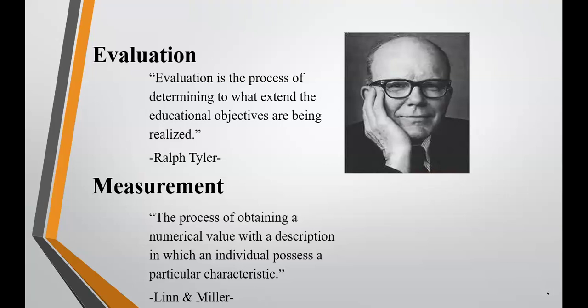Next, measurement. The process of obtaining a numerical value with a description in which an individual possesses a particular characteristic, Lin and Miller. Here we can see a numerical value or a digit. For example, Amal obtained 80 marks by solving 8 questions correctly out of 10. Here we can see 80 marks. It's a numerical value, not only marks. It can be a measuring unit like centimeter, meter, percentage, and so on. Measurement is a baseline of evaluation. Without measurement, it's not possible to evaluate anyone.